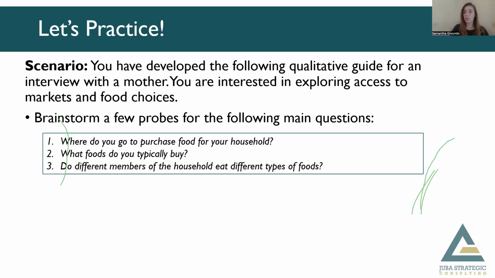Here's a probe for question number three. Understand the different foods eaten by children, women, and elderly. Yep, that's great. So say, for example, the participants respond saying that food is distributed differently within the household, that the women eat something different than the children. A great follow-up question would be to explore that and try to understand what are those different foods that different people in the household are consuming.